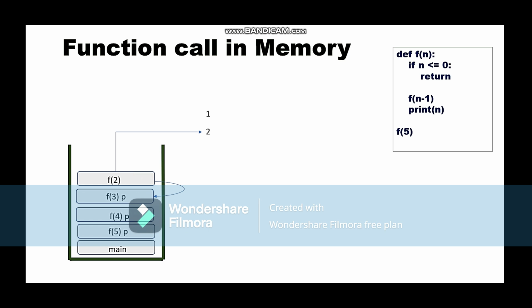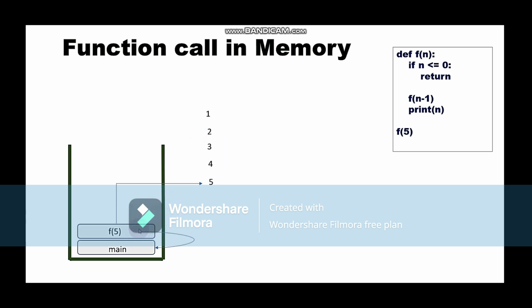Now f of 2 knows it has to print 2. Once it prints, it will return none to f of 3. In the same way, f of 3 knows it has to print 3. Once it prints 3, it will return none to f of 4. Now f of 4 will print 4 and return none to f of 5. F of 5 will print 5 and return none to main function, and the main function will also return nothing. So this is what I'll get as output. So I'm getting 1, 2, 3, 4, 5 instead of 5, 4, 3, 2, 1.